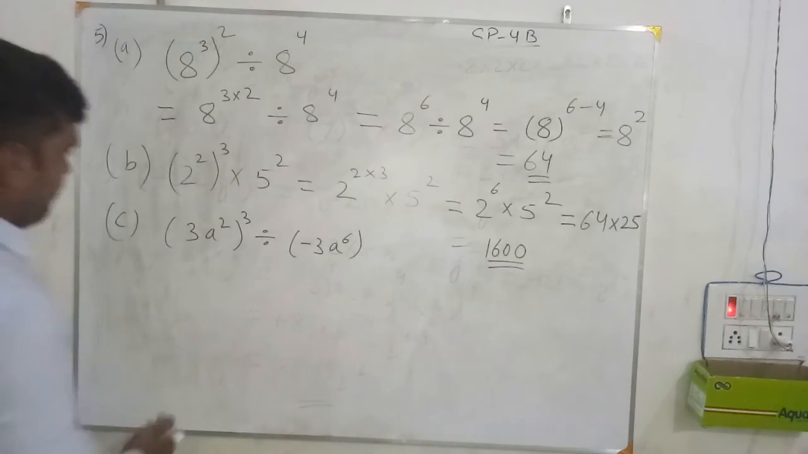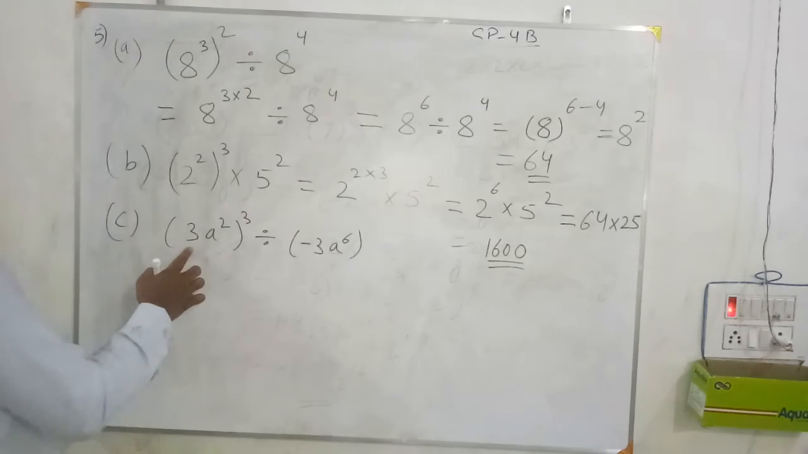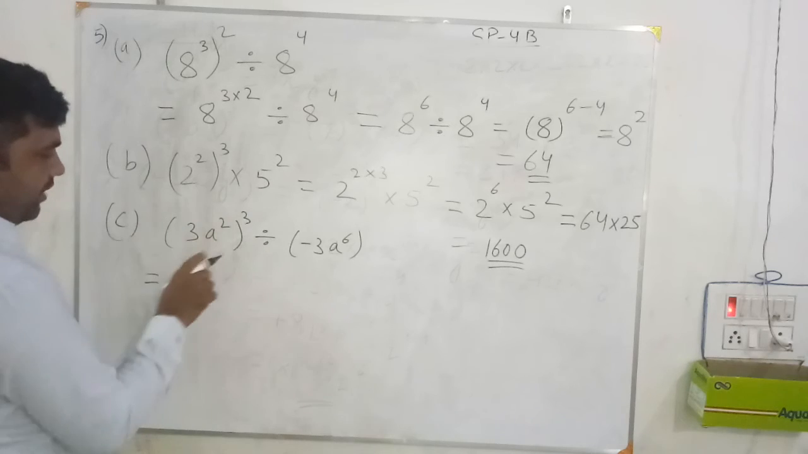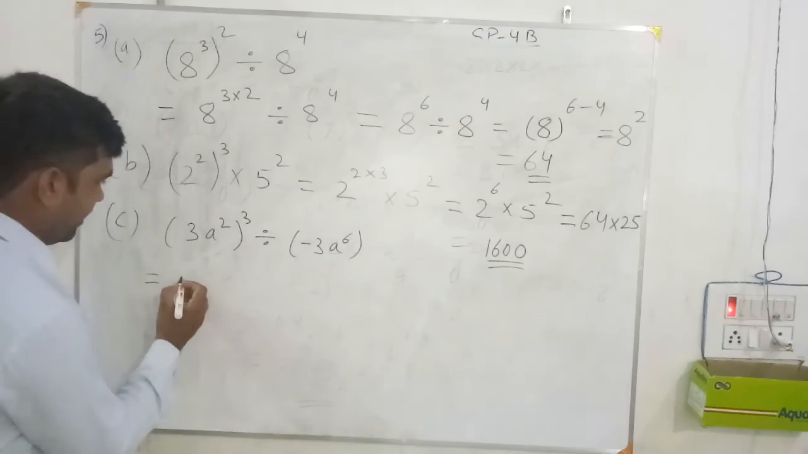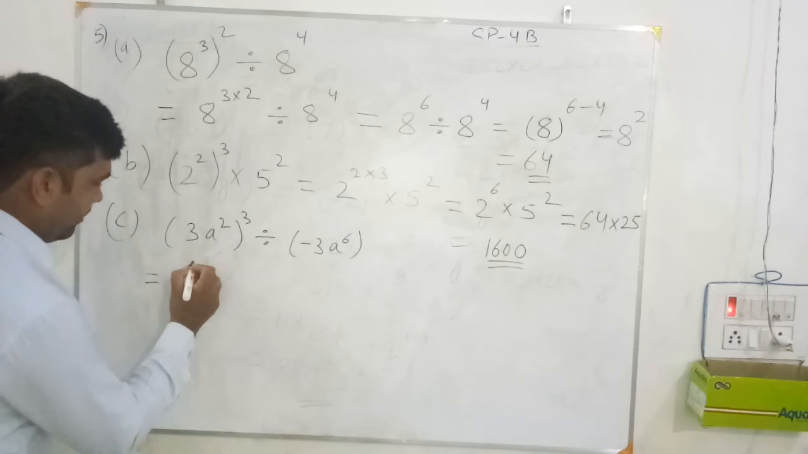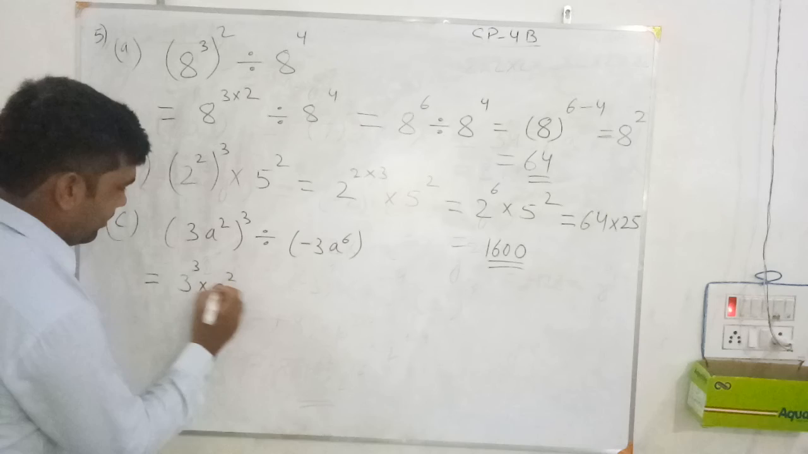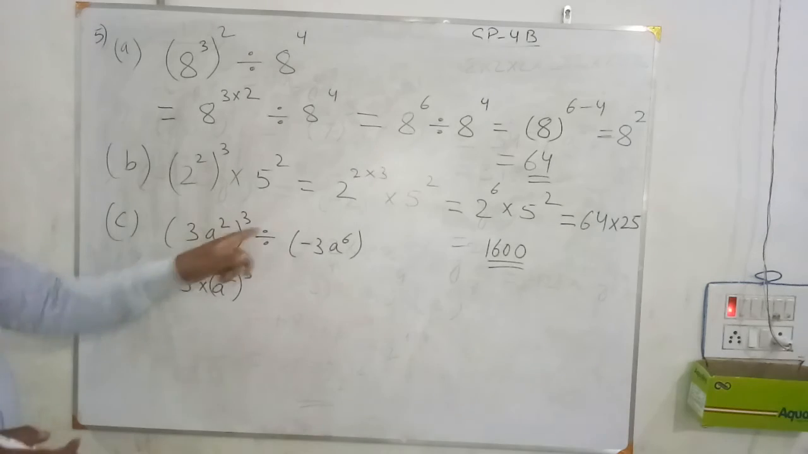Now see how we do. Again here we apply the power law. Here there are two different bases, so this power 3 will be for 3 also and a square also. Because here you see there are two different bases, 3 and a square. Take one base 3, put 3 to the power 3, multiply a square to the power 3.